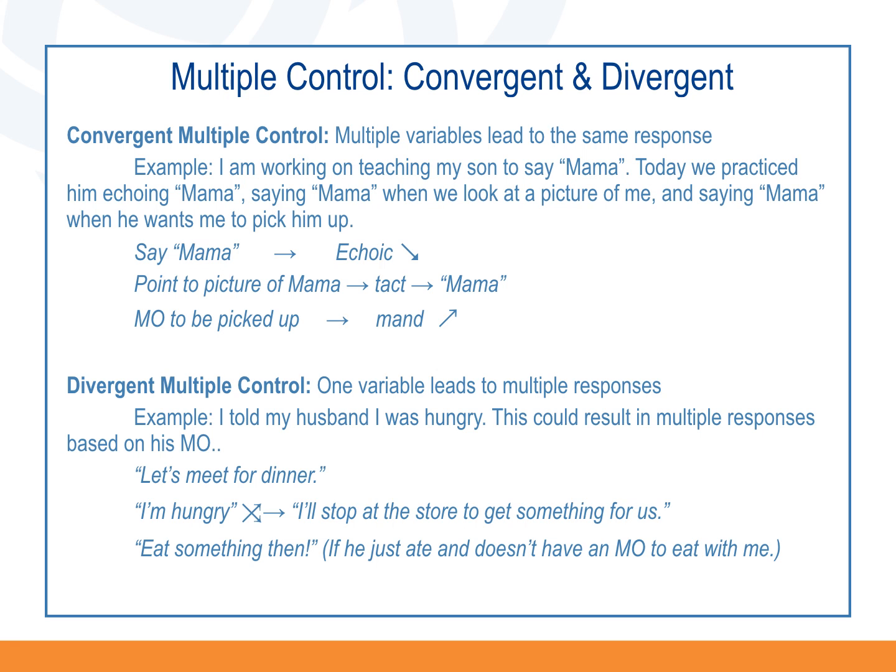And then divergent multiple control is kind of the reverse of that in some senses. It's one variable that leads to multiple responses. So I told my husband I was hungry. Based on what his MO is, there could be multiple responses. He could tell me, let's meet for dinner. He could say, I'll stop at the store and get something for us. Or if he was not hungry because he had just eaten, he could say, well, eat something then.